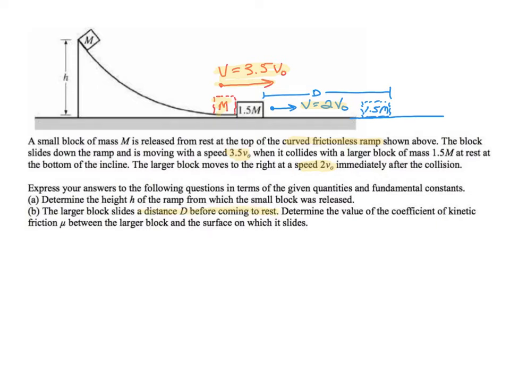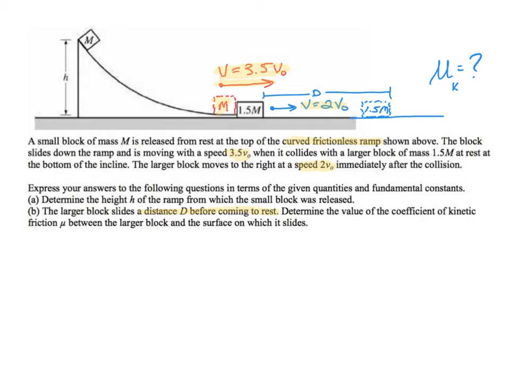So I drew that on my diagram up above, and they want us to solve for the value of the kinetic coefficient of friction on the larger block and the surface on which it slides. This is very similar to what we did in class today with the spring and the sponge, only in this case the block is moving. It's got kinetic energy at the beginning, not elastic energy.